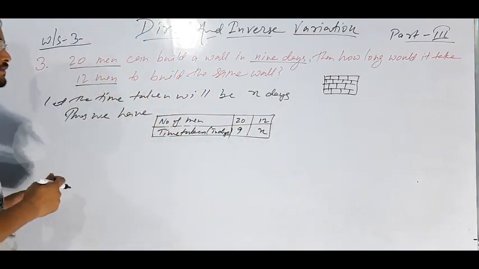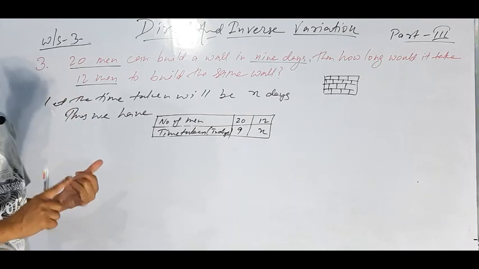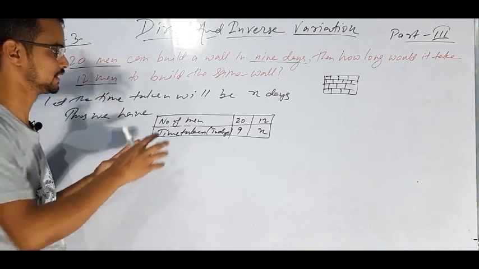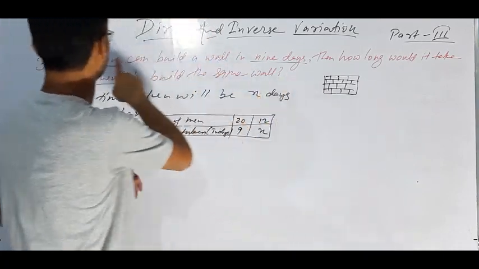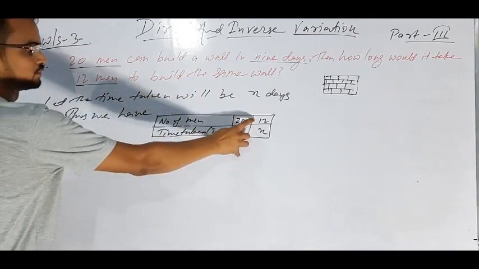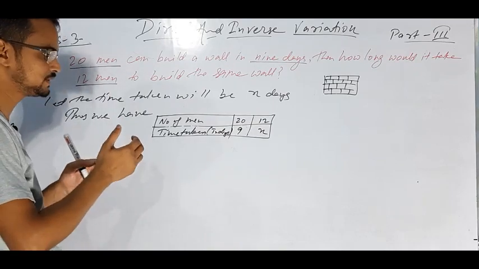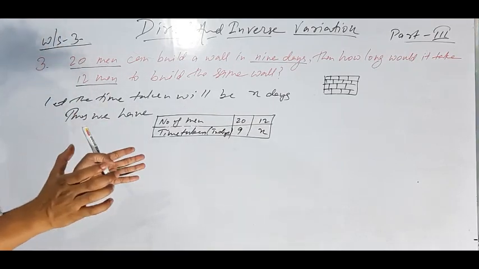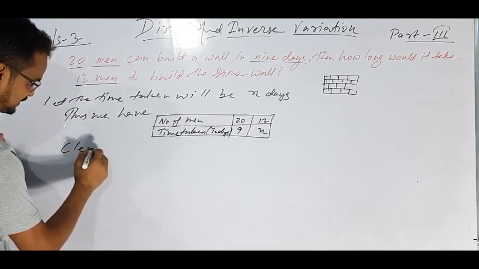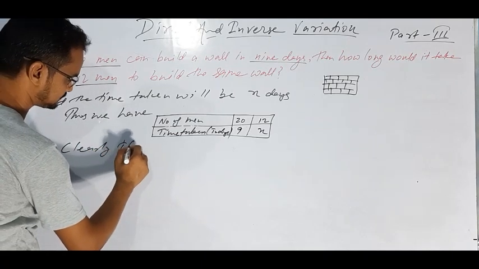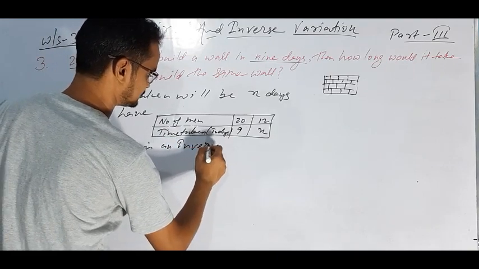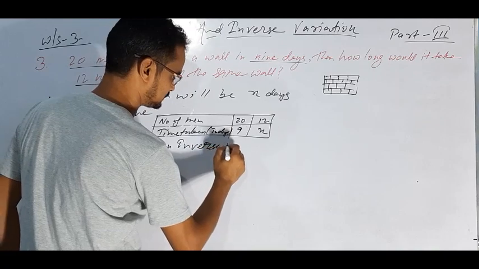Now observe whether the question is of direct variation or inverse variation. Here we have to recognize that. Clearly this wall is constructed by 20 men in 9 days. The number of men is less, 12 men instead of 20, so 12 men will do the same work in more time. Then it is an inverse variation.